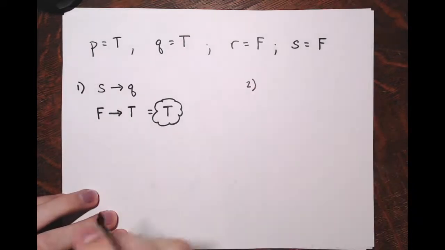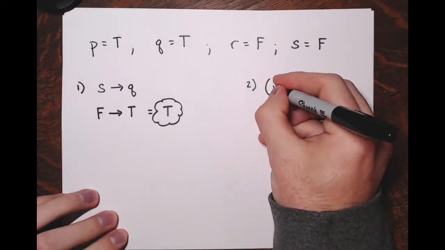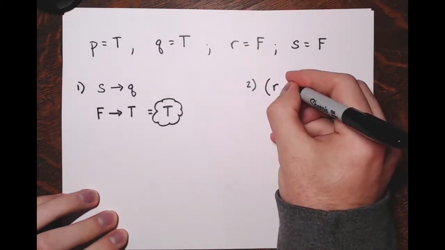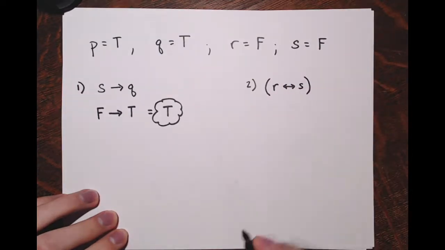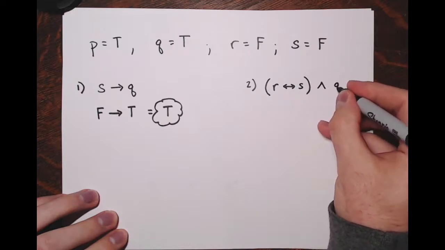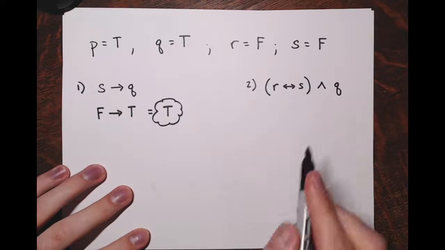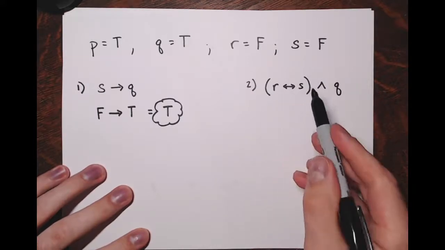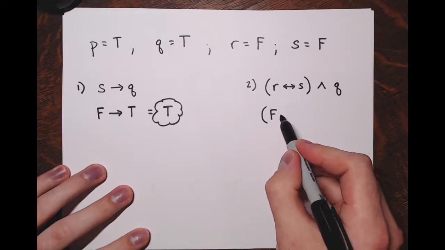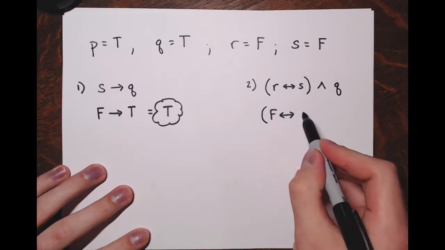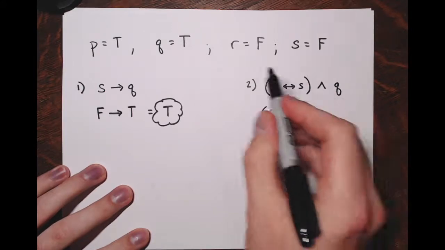I'm not going to do all of these, just a few of them. Next one, we have in parentheses R, if and only if, S, the biconditional, and Q, the conjunction and symbol. All right, so I've got parentheses around this. I'll do that first. Let me put in the truth values. So in parentheses, we have a false statement, if and only if S is also false. And then Q is a true statement.